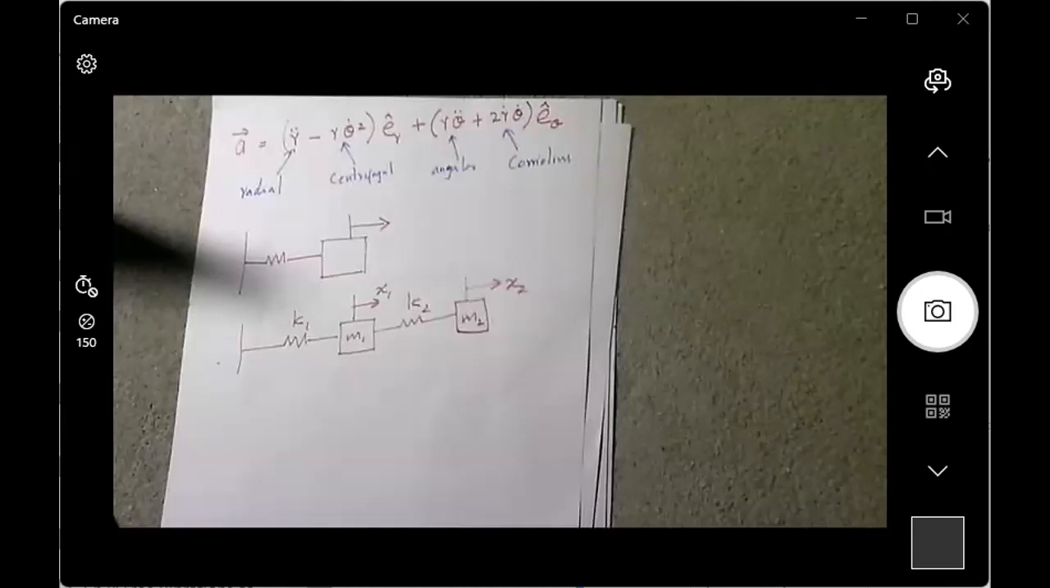So that's how we calculate the degrees of freedom, and some systems do have an infinite number of degrees of freedom. That is also there, right? One example is the vibration of musical instruments. Let's say a string instrument like a guitar or a violin.